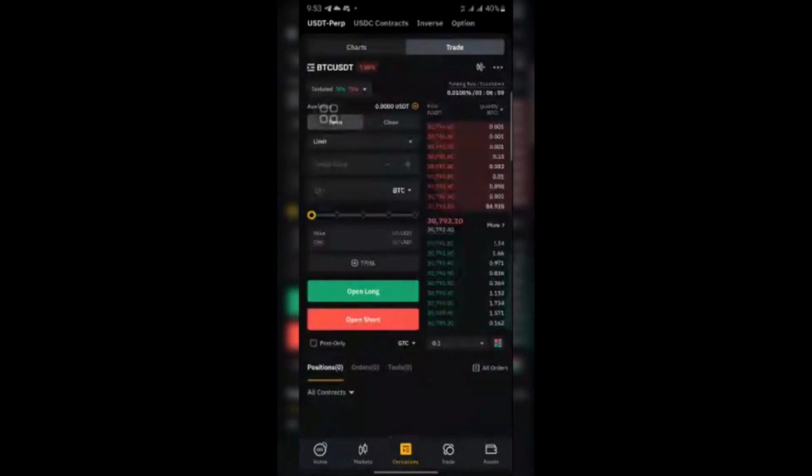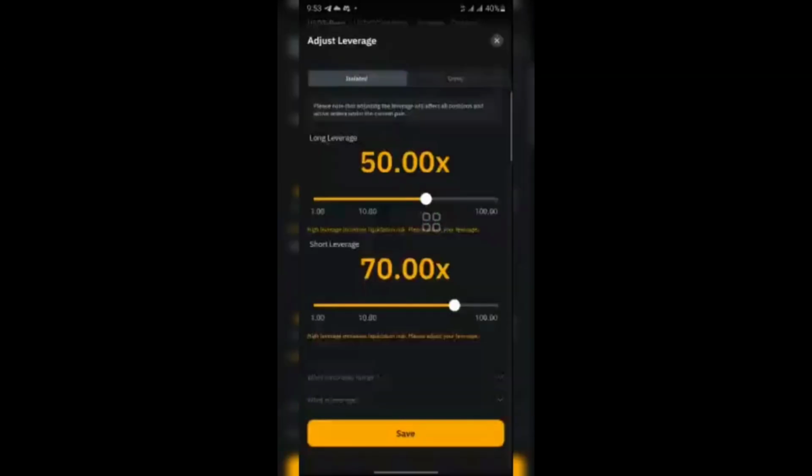Then leverage. I told you that you can open long and you can also open short at the same time on Bybit. So on Bybit, for my long position, I want it to be on 50x, and my short position, I want it to be on 70x. You can set it anyhow you want. You can put the two on 50-50 if you like. Click on save. So that's that about that.